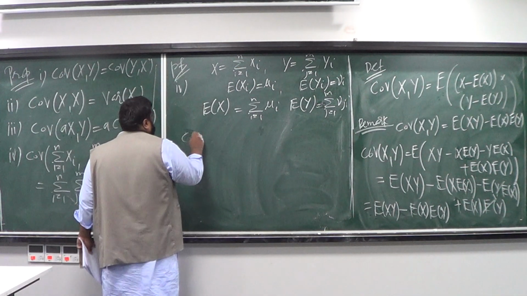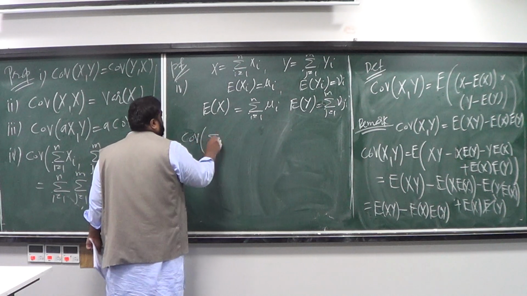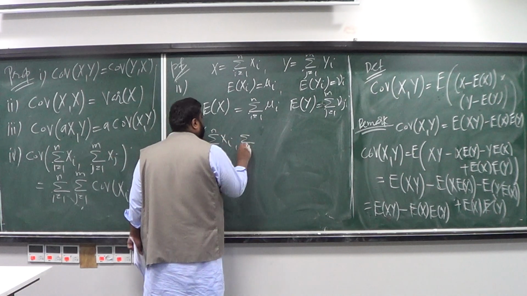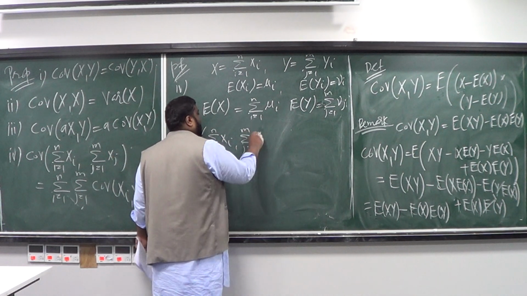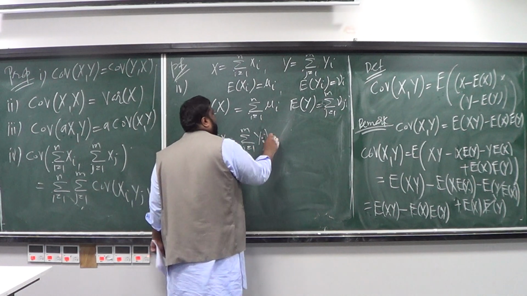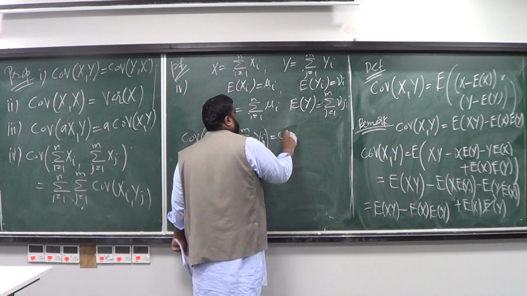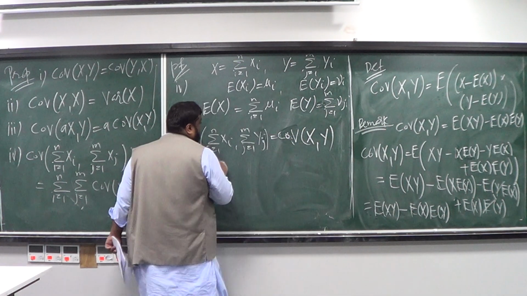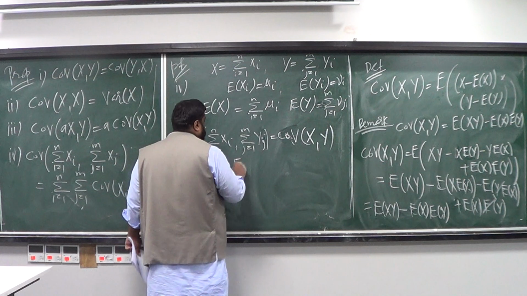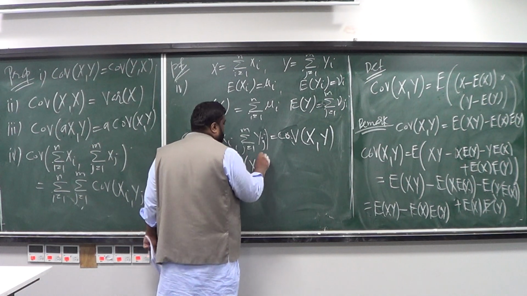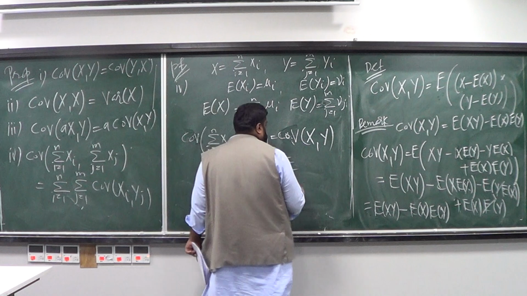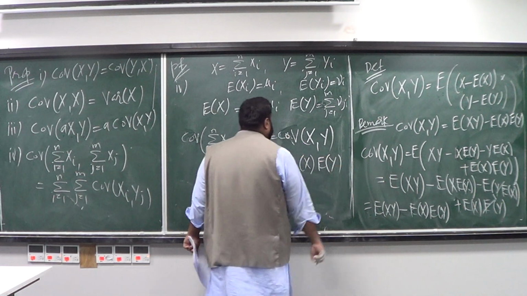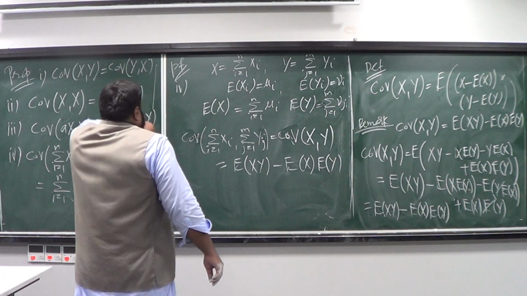Now, the covariance of the sum from i equal to 1 to n of Xi and the sum from j equal to 1 to m of Yj is like computing the covariance of X and Y. And by the identity, this is the same as the expectation of XY minus the expectation of X times the expectation of Y. This is what you're going to get.